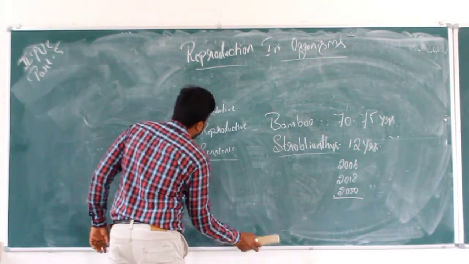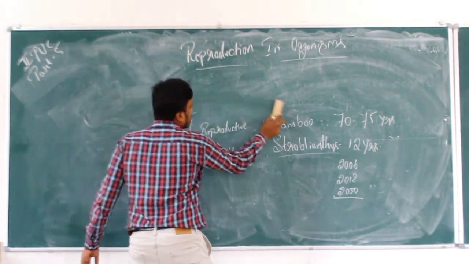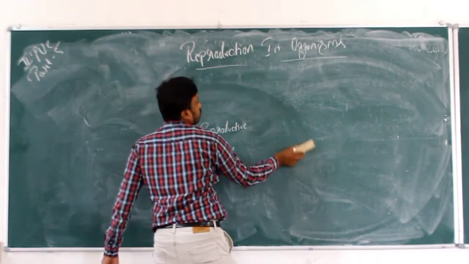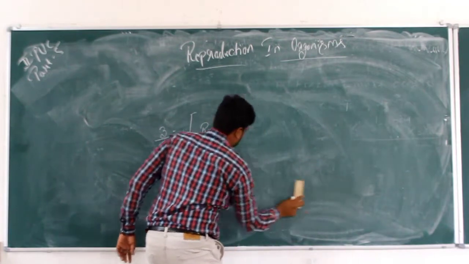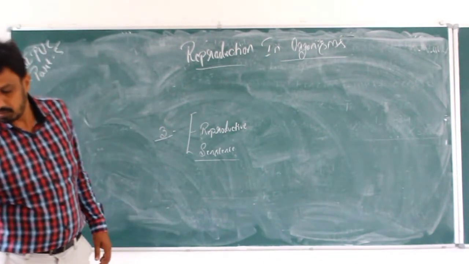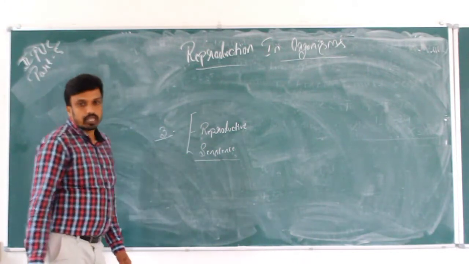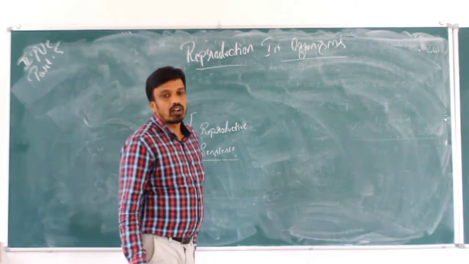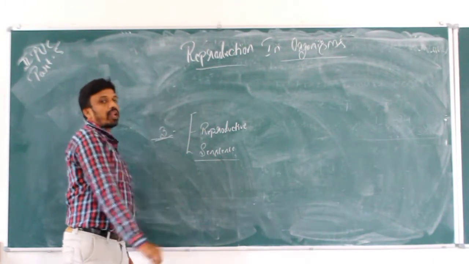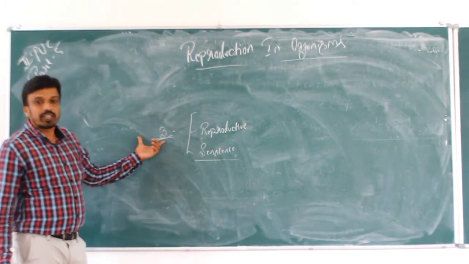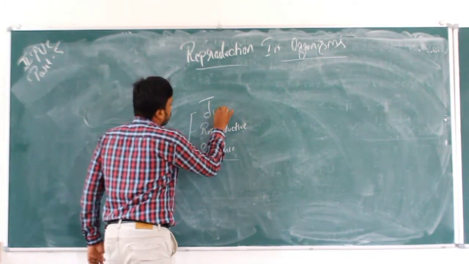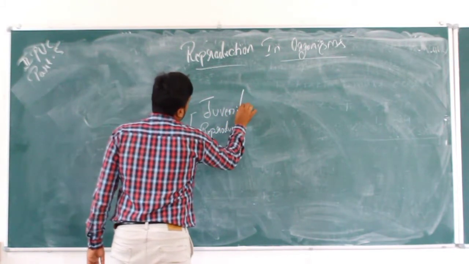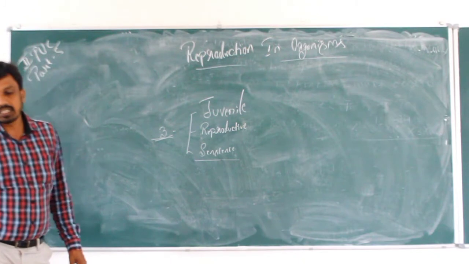Next, coming to the three phases in animals. Coming to the actual topic of today, that is the life cycle of animals. Animals also have three different phases like plants. The life cycle of animals also has three different phases: juvenile phase, reproductive phase, and senescence.